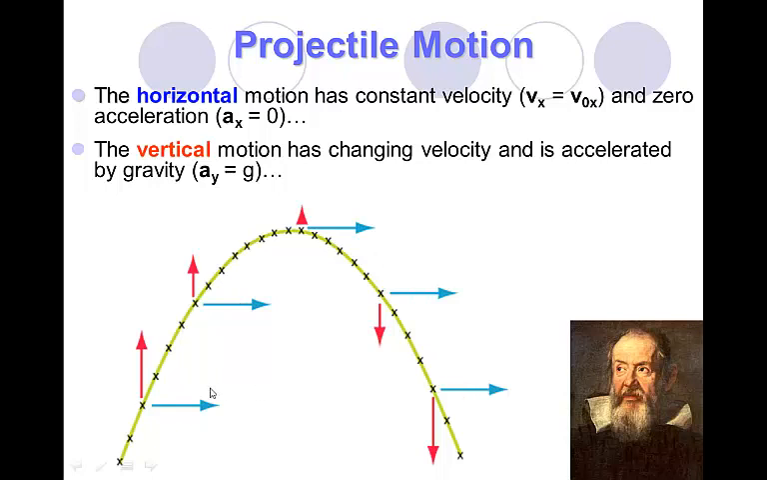Now, if you remember, acceleration is the change in velocity. So if you have constant velocity, you will have acceleration equal to 0. Basically, this is what it is.